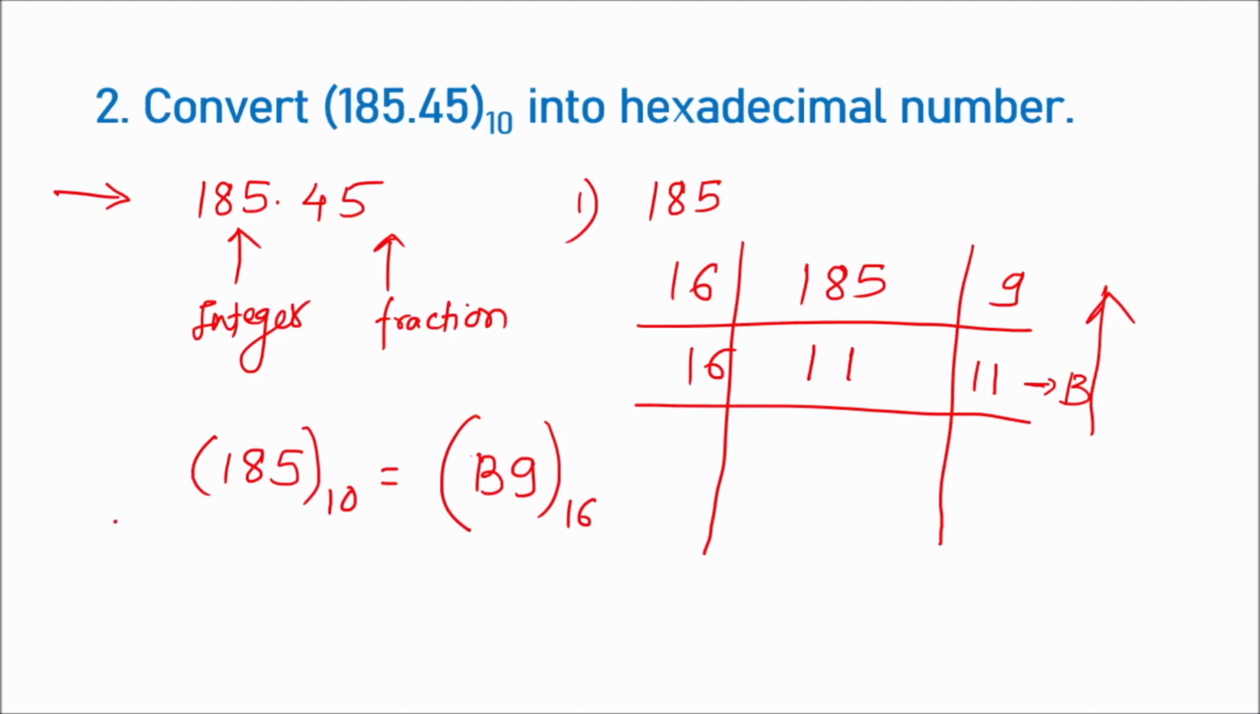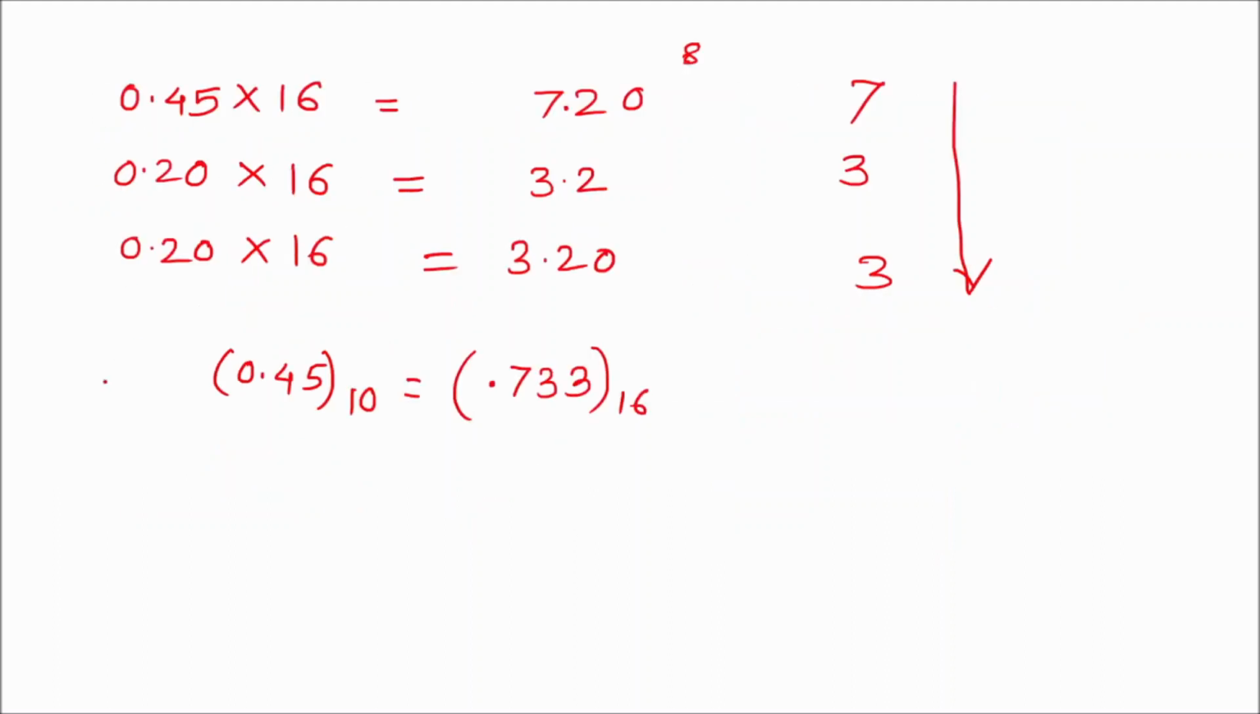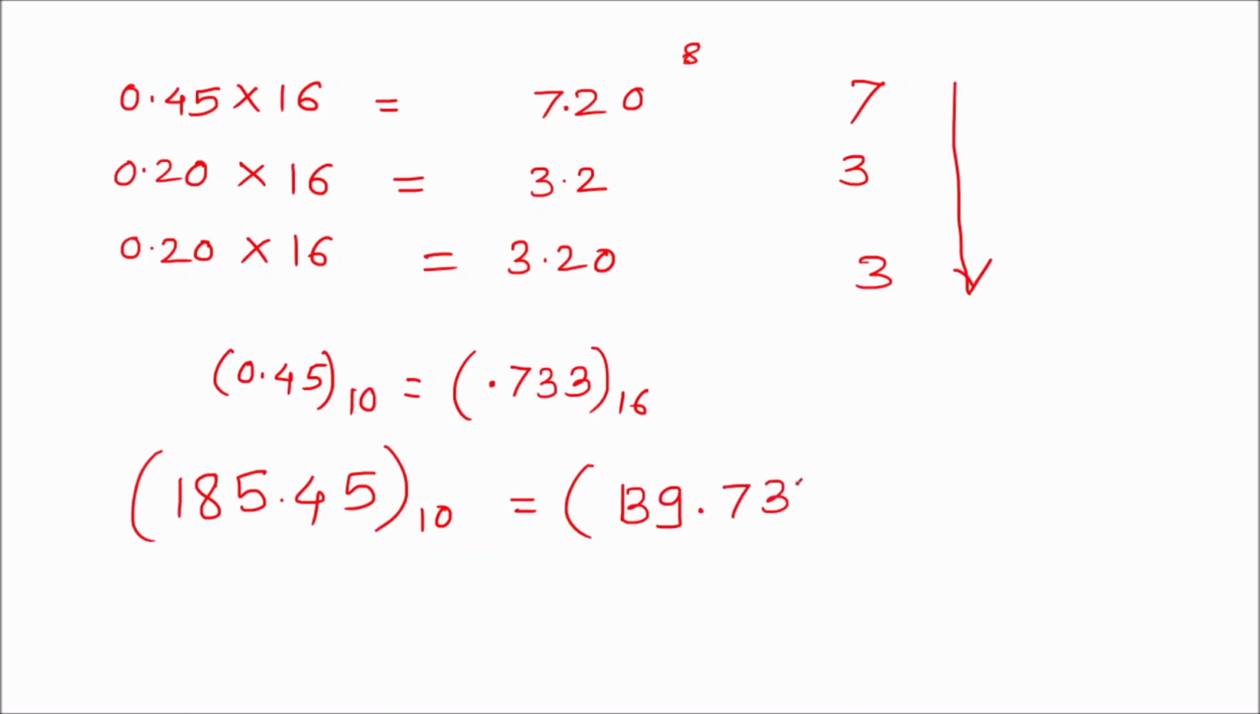Now the complete number can be represented by combining the hexadecimal numbers for integer and fraction. So the number we have is 185.45, that is a decimal. We can write it in hexadecimal: first of all, what is 185? It is B9, point, and this is 733 in base 16. So this is nothing but how you can convert a decimal number into hexadecimal.